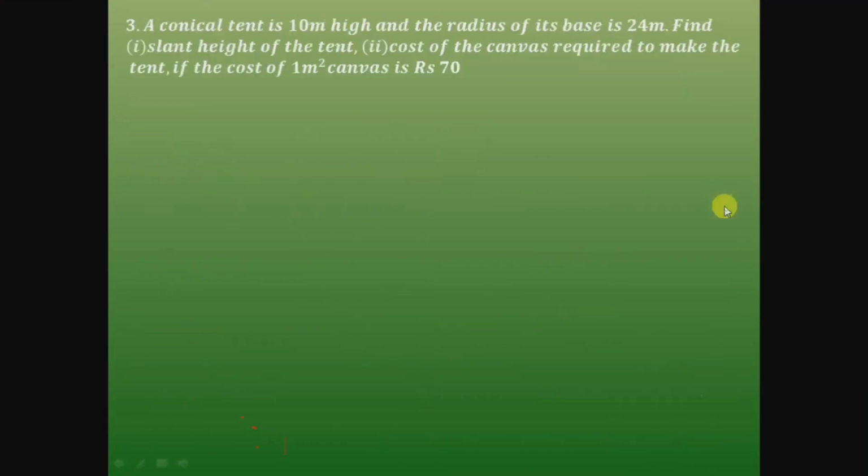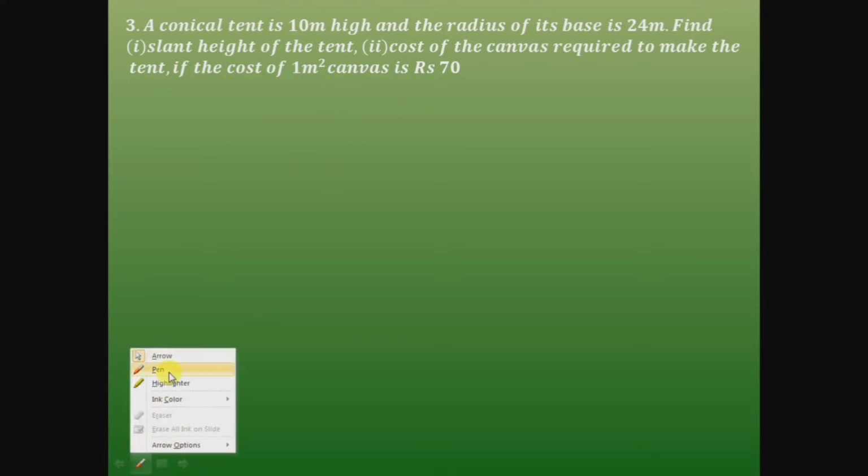Now the next question: a conical tent is 10 meter high and the radius of its base is 24 meter. Find number 1, the slant height of the tent. Number 2, the cost of the canvas required to make the tent if the cost of 1 meter square canvas is rupees 70. So there are two questions. First we need to find L, and number two is the cost of canvas to make the tent.